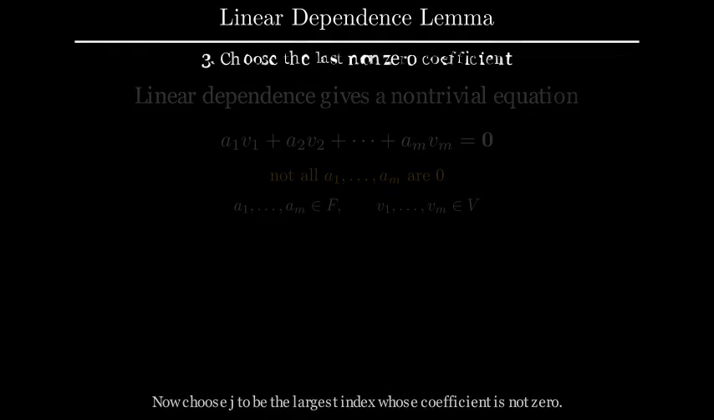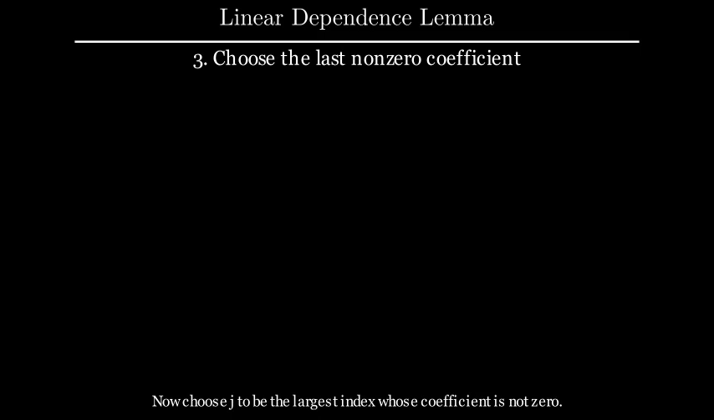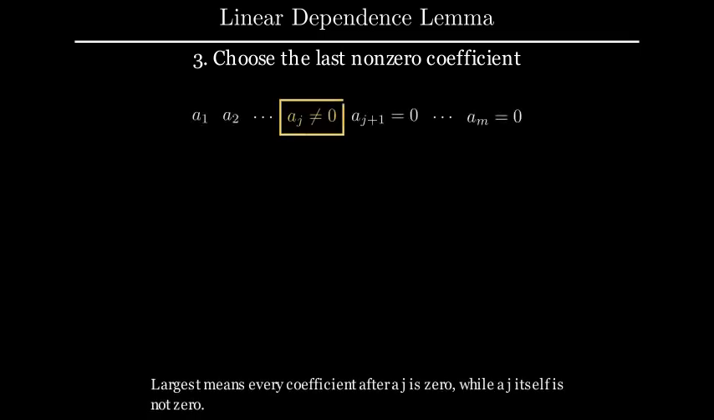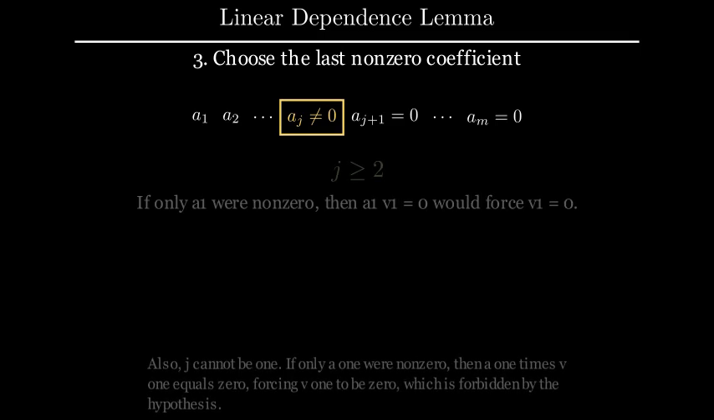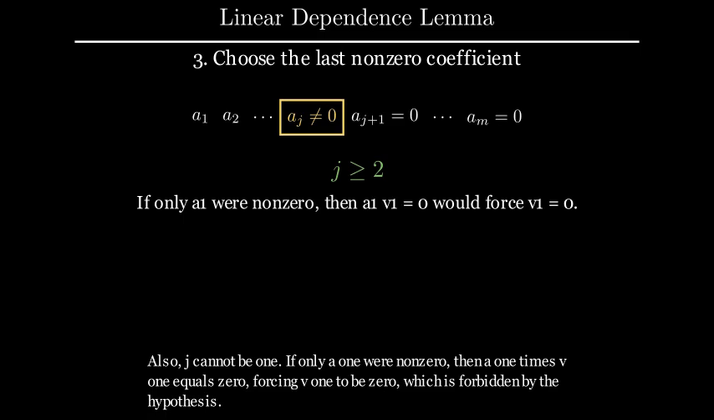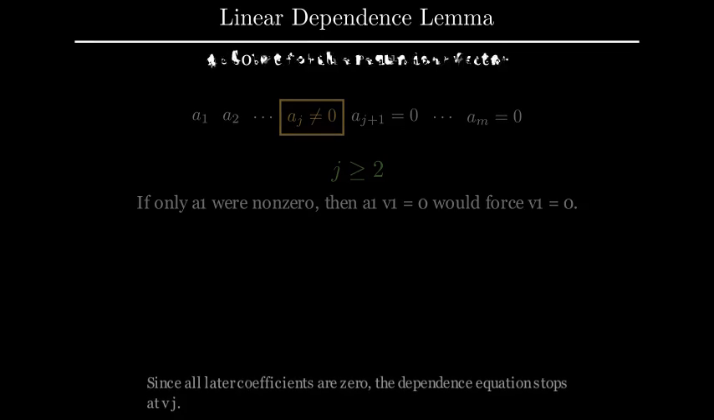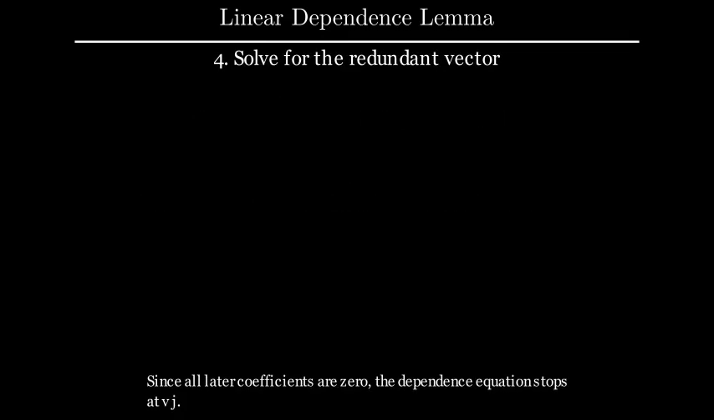Now choose j to be the largest index whose coefficient is not 0. Largest means every coefficient after aj is 0, while aj itself is not 0. Also, j cannot be 1. If only a1 were non-zero, then a1 times v1 equals 0, forcing v1 to be 0, which is forbidden by the hypothesis. Since all later coefficients are 0, the dependence equation stops at vj.